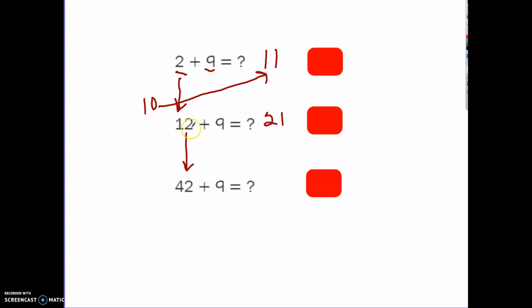How many is it from 12 to 42? Well, I can count up by 10, so 12, 22, 32, 42. I went up 30. And this is 42 plus 9, so I have to add 30 to my previous answer, and I'm going to get 51.